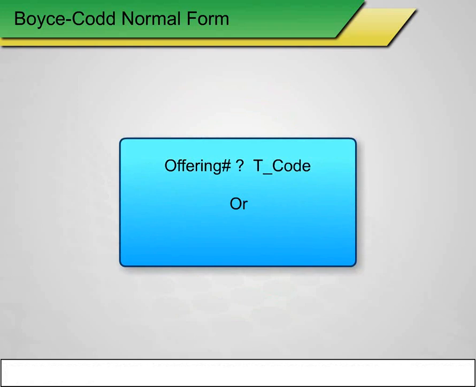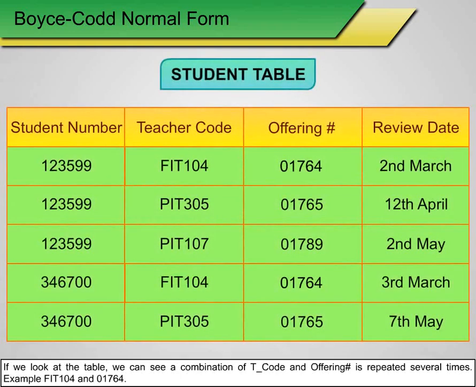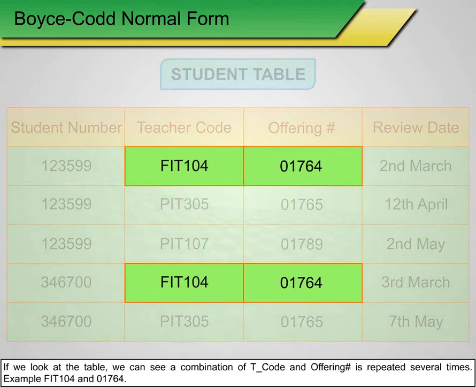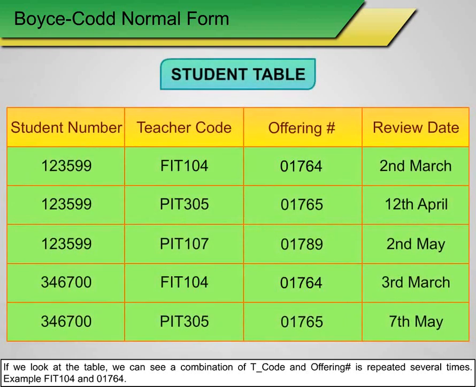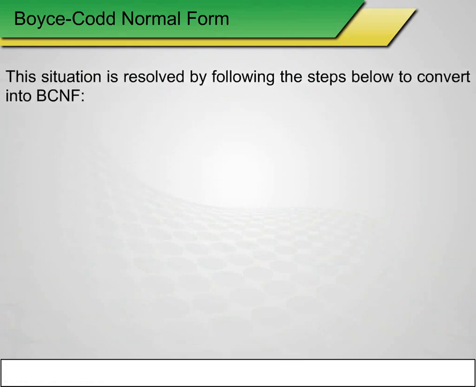Offering implies T-code. A non-key attribute is a determinant. If we look at the table, we can see a combination of T-code and offering is repeated several times. Example, FIT 104 and 01764. This situation is resolved by following the steps below to convert into BCNF.